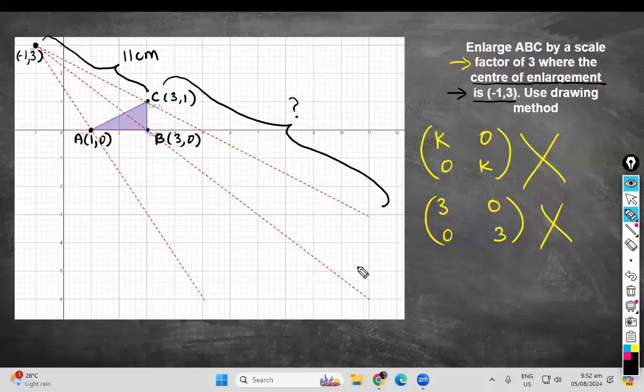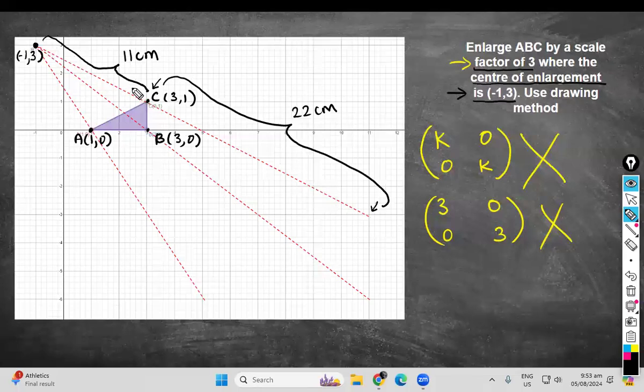No. Listen to the question well. I want to know the length from point C to the end. I didn't ask you for the full length. I want to know the length from C to the end. Right. Won't it be 22 centimeters? I think some of you are forgetting that when you're doing an enlargement of factor 3, the first 11 counts as 1. The remainder of the line will be twice as long.